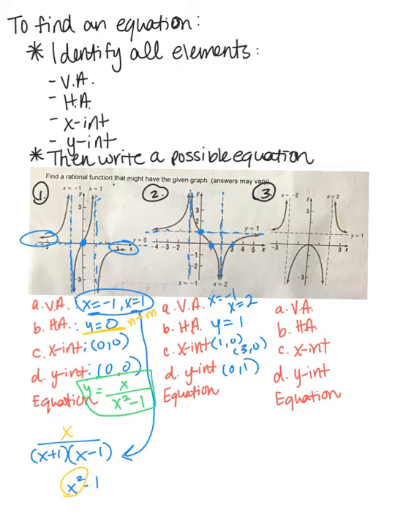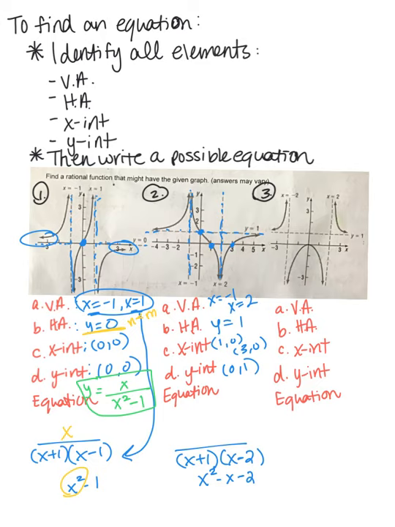Okay, so now that we've got all of our elements, let's talk through how that equation is going to look. First, let's talk about what the vertical asymptote means. If I was going to equal -1, that means I started with an x plus 1. If I was going to equal +2, that means I started with an x minus 2. So now I can distribute and get the denominator of my equation. I'm going to get x squared minus x minus 2.